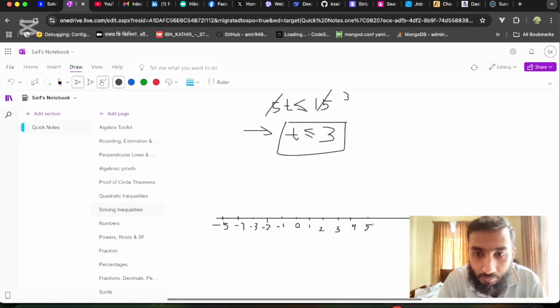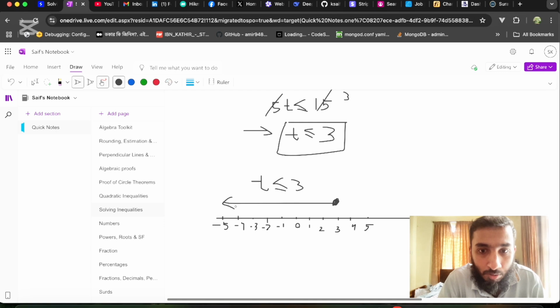So the solution would be what? t is less than or equal to 3. So if I give a circle here, because it's less than or equal, it will be inclusive, so this would be drawn. So t is less than or equal to 3, so all the values would be directed towards here. All the values will satisfy this variable.